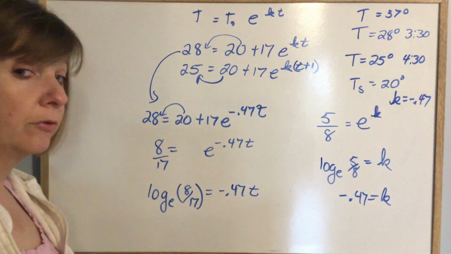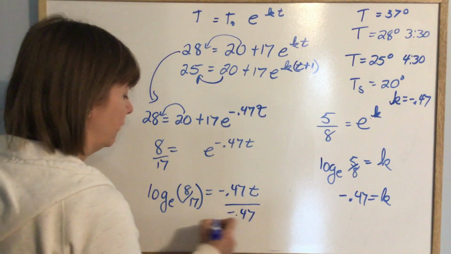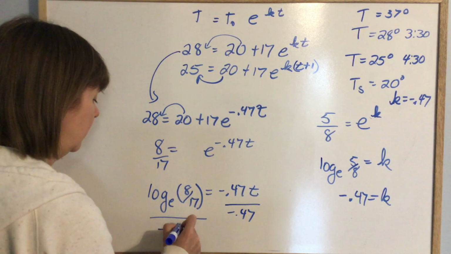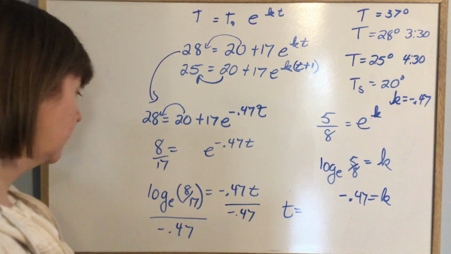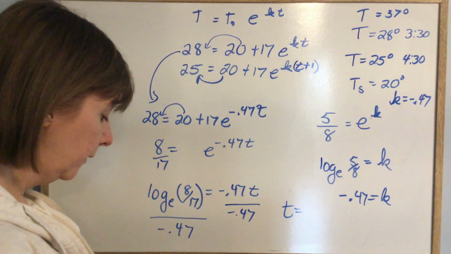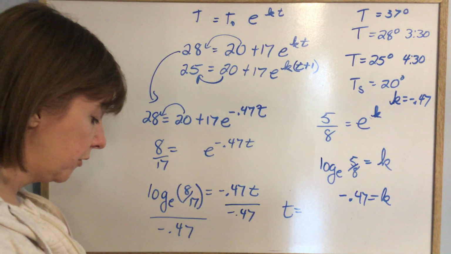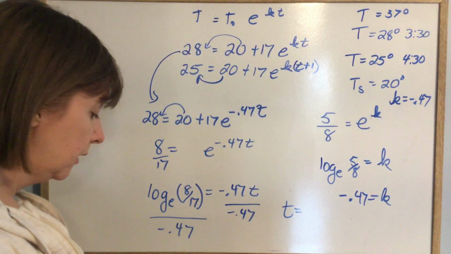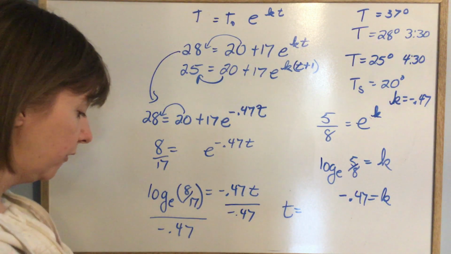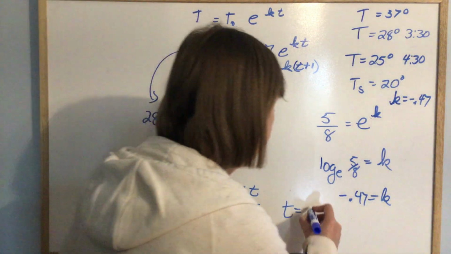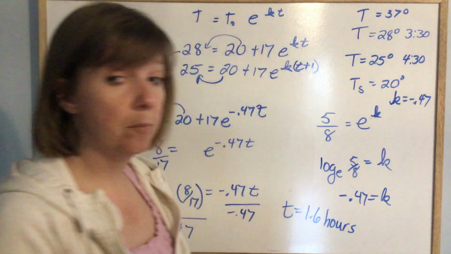Now I'm trying to figure out t, so I'm going to divide this by negative 0.47, and I'm going to find out that t... I could look, but I want to make sure I'm doing it right. ln of 8 over 17 divided by negative 0.47, I get 1.6, which is right. So time is 1.6 hours.